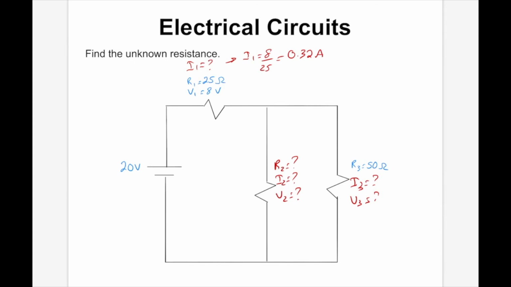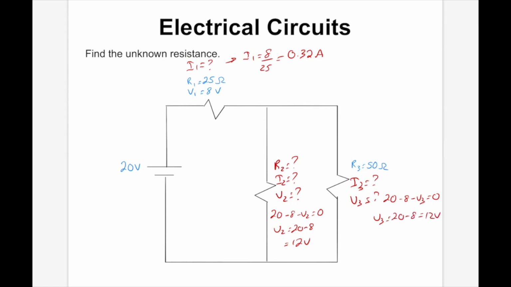Now what else can we solve? Well, we know that if we leave with 20 volts, our electrons are going to give up 8, and then they're going to give the rest to the other two branches. So for V2, we know that 20 minus 8 minus V2 is equal to 0. V2 is equal to 20 minus 8, which is 12 volts. And then we can do the same thing for V3. It's going to leave with 20, so 20 minus 8 minus V3 equals 0. V3 is equal to 20 minus 8, which is 12 volts.